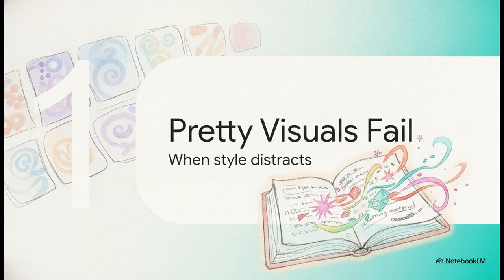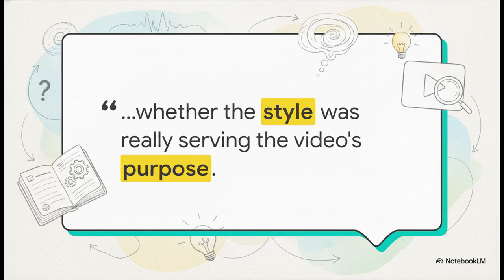Section 1. When pretty visuals fail. When style distracts. You know that relatable frustration, right? You pick this super sleek visual style for an AI project, only to realize those stunning visuals are completely distracting from the actual learning material. It is a classic trap.